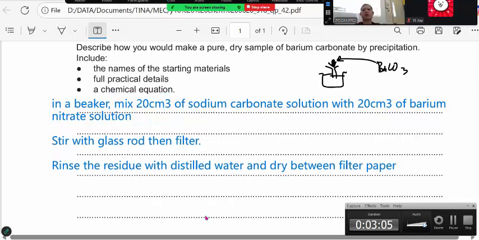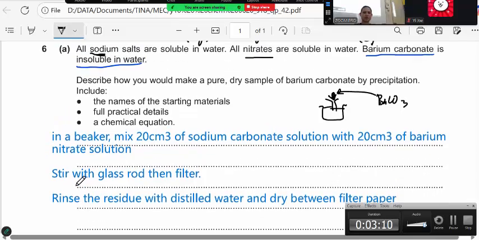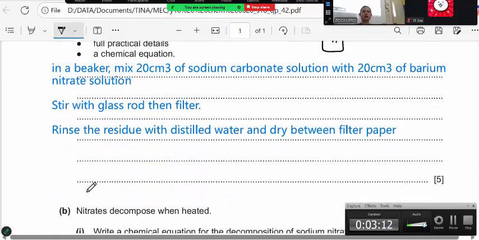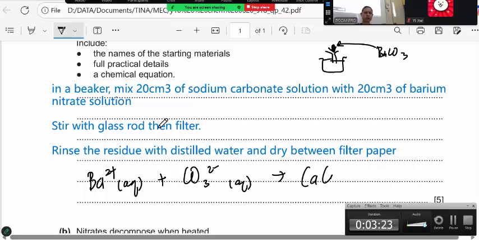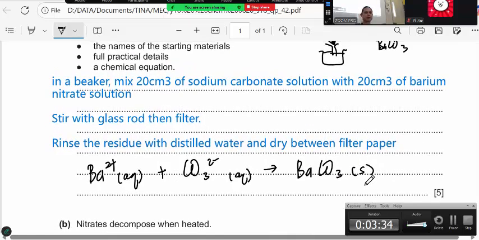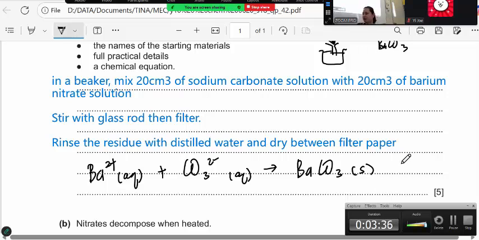And then the chemical equation, you can write the one above, or you can write this one. The ionic equation also can. Like this, 5 marks already. It's very simple.